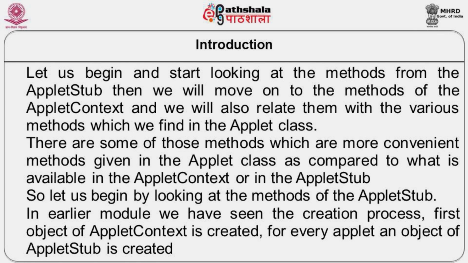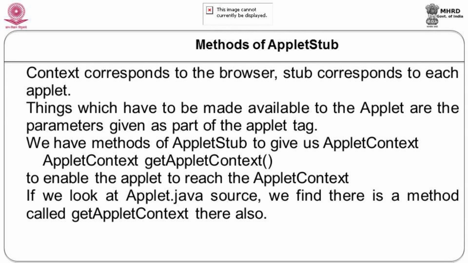Fine. So we have seen the creation process earlier. What normally happens is the object of applet context is getting created. For every applet, an object of applet stub is created. Applet context corresponds to the browser. Applet stub corresponds to each applet component. Now let's see what is available. What is it that is specific to the applet, which is to be made available to the applet? That would be nothing but the parameters, something which goes as part of the applet tag.